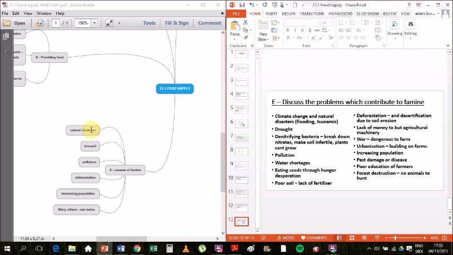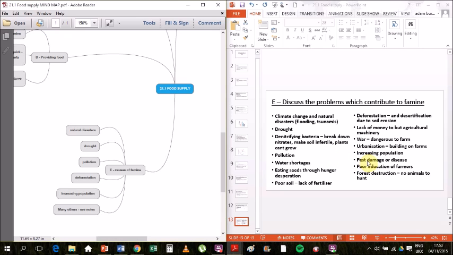Natural disasters like tsunamis obviously can ruin farmland and ruin crops and forests, and destroy animals. Drought, no water, no plants, animals can die. Pollution can cause eutrophication, which can destroy marine life. Deforestation, we've talked about. Increasing population puts a demand on resources. There's also other things like water shortages, which kind of relates to the drought.